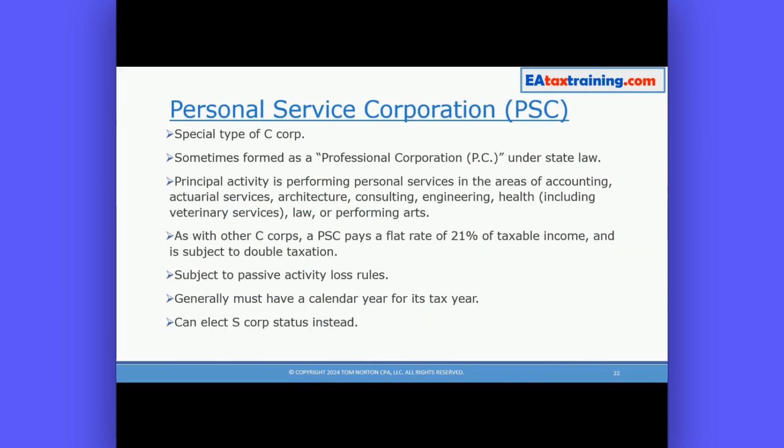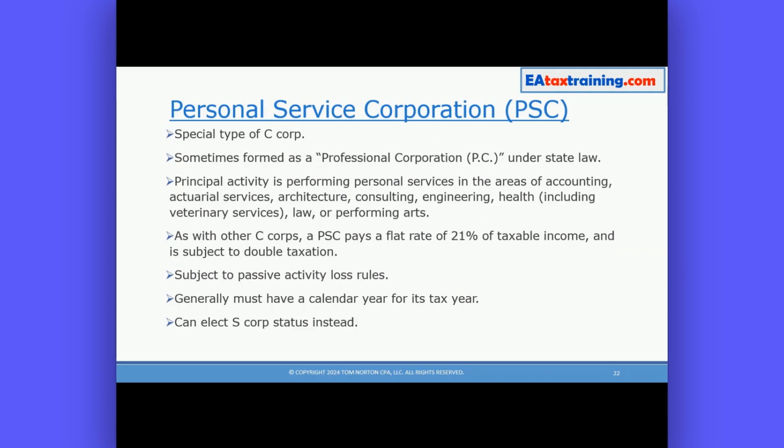There is a special type of C corporation called a personal service corporation, or PSC. It is sometimes formed as a professional corporation, or PC, under state law. And you will see this in the professions, such as accounting, actuarial services, architecture, consulting, engineering, health, including veterinarians, law, and performing arts. So again, you may see doctor's offices that are incorporated as a PC.